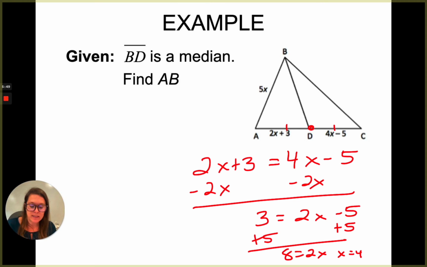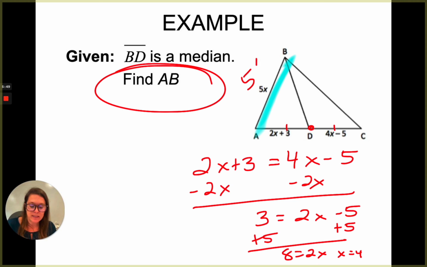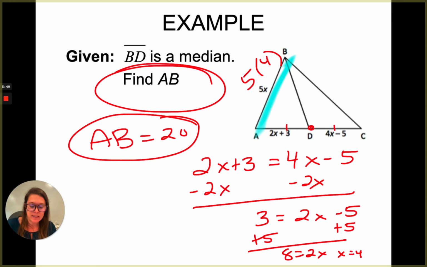But now I'm not done. I'm being told to find AB. Well, AB is over here. AB is equivalent to 5x. We just said x was 4. So 5 times 4 would be my final answer, which is 20. Okay, so we plug it back in after we solved for it. We're going to plug it back into our x.